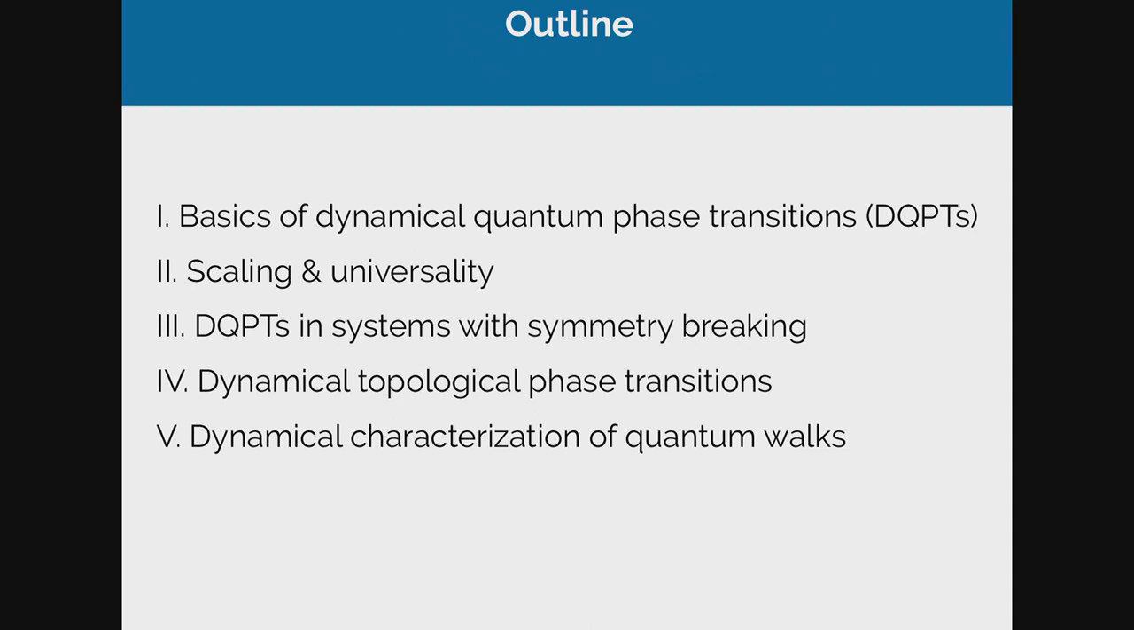Then essentially about one of these experiments that I've been showing you before, which is about dynamical transitions in systems with symmetry breaking in equilibrium. And in the last two parts, let's see whether I make it there, about dynamical transitions in systems with topological properties, and finally, how you could use this concept to dynamically characterize quantum walks.